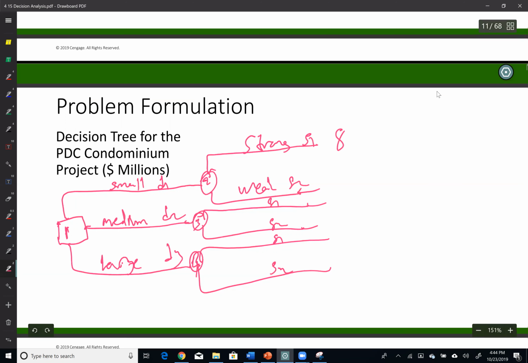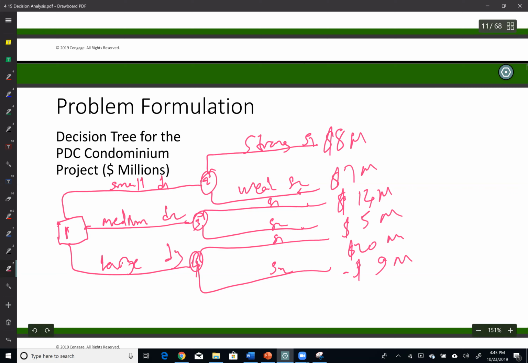And these are associated outcomes: $8 million, $7 million, $14 million, $5 million, $20 million, and negative $9 million. All right. So this is our decision tree.